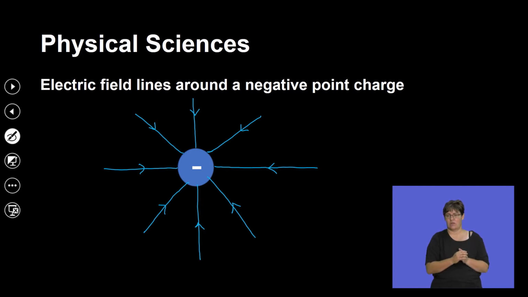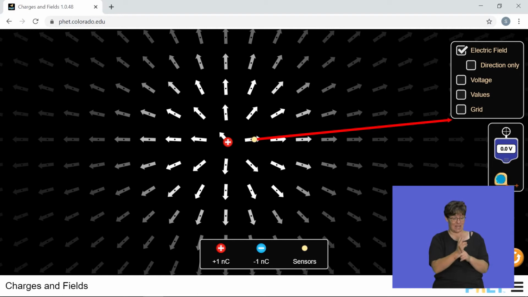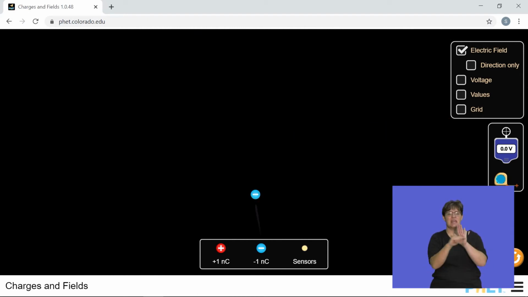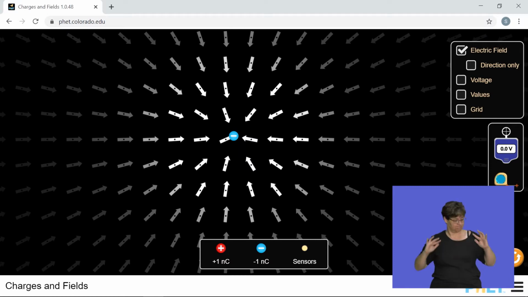Now, if we can quickly go back to our demonstration, let's use a negative point charge for argument's sake. It also shows that the direction of the field is towards the negative charge. Now we can use our unit positive charge and place it anywhere in the field. You can see the force that acts on it is towards the charge that creates the field. Again, the closer we get to it, the greater the force. The further away we move, the greater the distance, the lesser the force experienced by that unit positive charge.